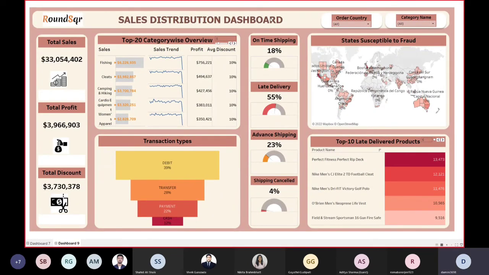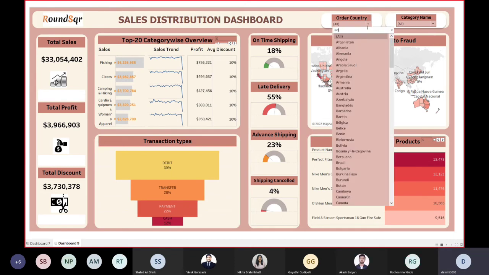So this is the sales distribution dashboard. On the extreme left, we have the aggregate numbers, that is total sales, total profit, and total discount. We have the top 20 category wise overview, transaction types, and else. Since the visuals are filtered on order country and category name, the company can look into a particular country or category they are interested in. So we can also do that. Let's check for India.